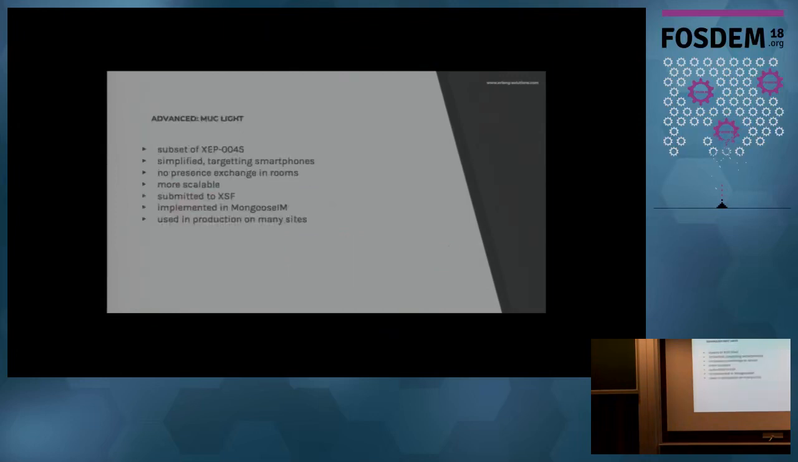And the other one is Smokelight, which I would very much like to tell everybody a lot about, but we can do it afterwards. It's a simplified, lightweight version of multi-user chat, because multi-user chat is more scalable. We submitted it to the XSF 2 years ago, and we are still trying to have it approved. Chances are slim, but we are not giving up. And we use it in production on many sites, so it's more or less proven to work.